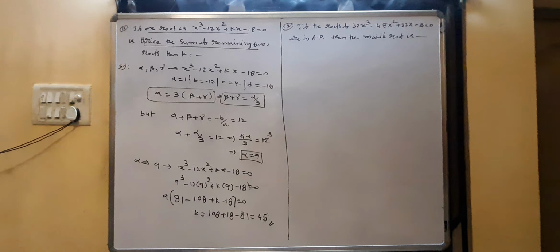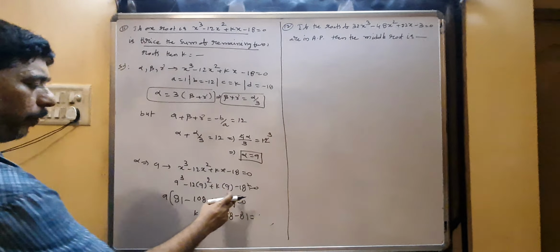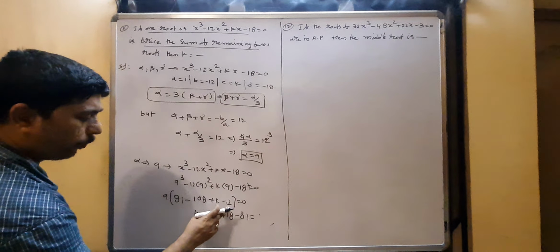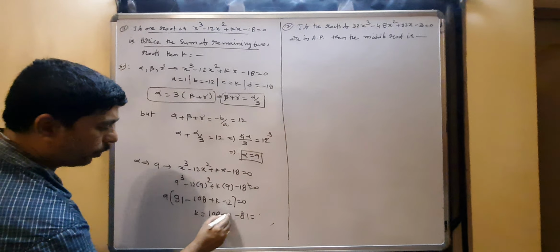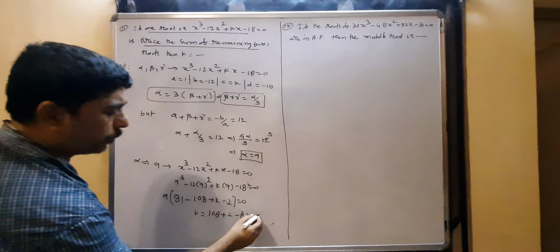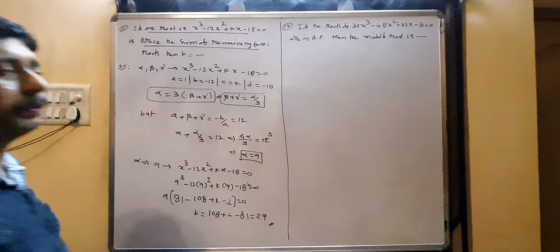Once again, from this 9 common 2 we have. So this is the 2. So 110 minus 81, that is 29 is the answer. Copy that.